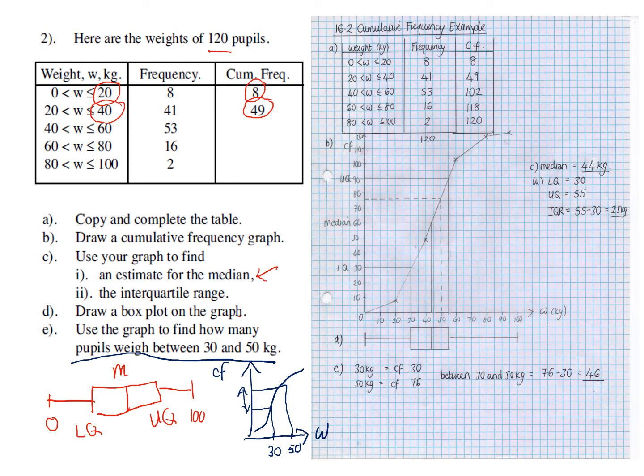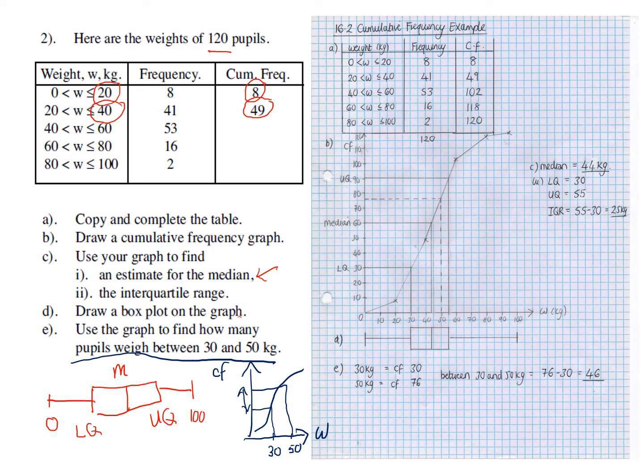Right, here is my worked solution. So check your answers against here. Make sure your cumulative frequencies are all right, that are filled into the table. Here's my graph. Can you see I've joined them with straight lines because I prefer to do that. I find that easier. I've read off my median as 44. I've read off my lower quartile as 30. My upper quartile is 55, so my interquartile range is 25.